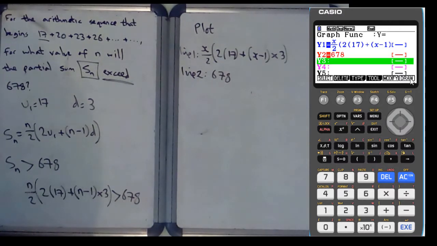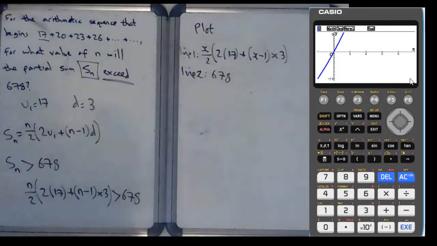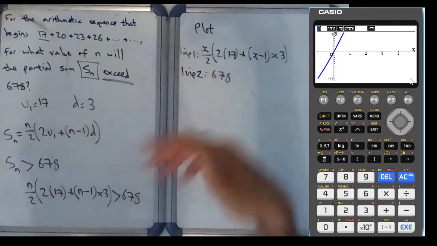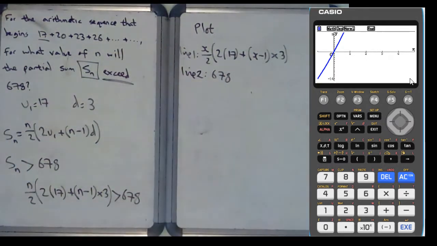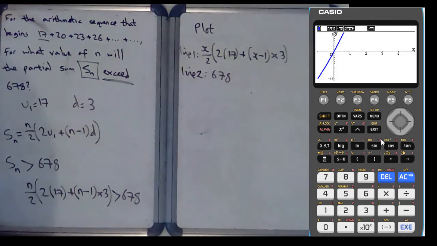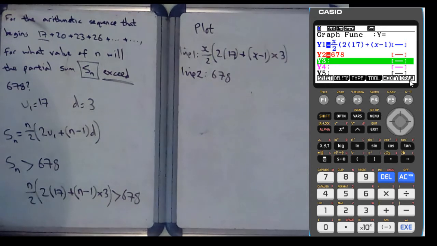Execute and draw. I cannot see an intersection there, so I'm going to have to mess about with my window. I'm looking to see where this thing crosses 678. Right now it's going up to about 9, I think, so I'm going to go up to 700 in the y, and I'm going to have to guess for the x bit. So I go to view window, F3. My x min of minus 1 is okay.